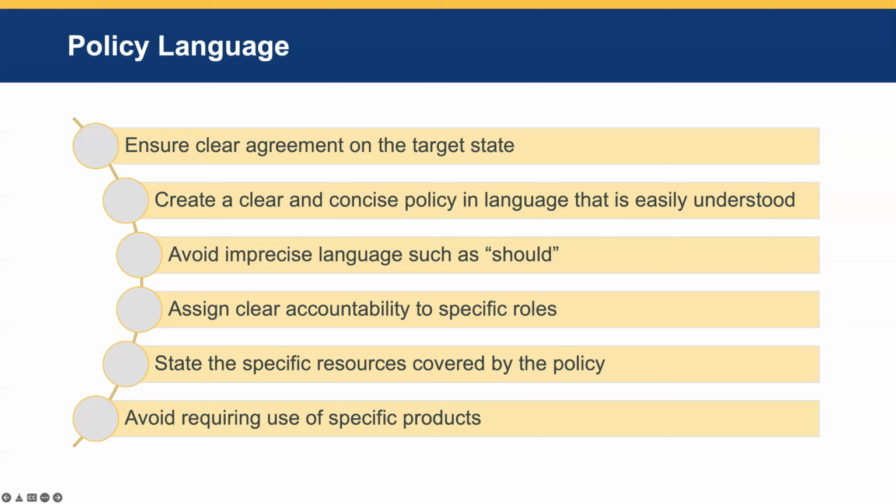The key point that we want to keep in mind is that there is a clear agreement on the target state. And so this means we want to use precise components that are in agreement for supporting language. And so when we write our policy, we want to use precise language that can clearly define the outcome and assigns appropriate accountability.